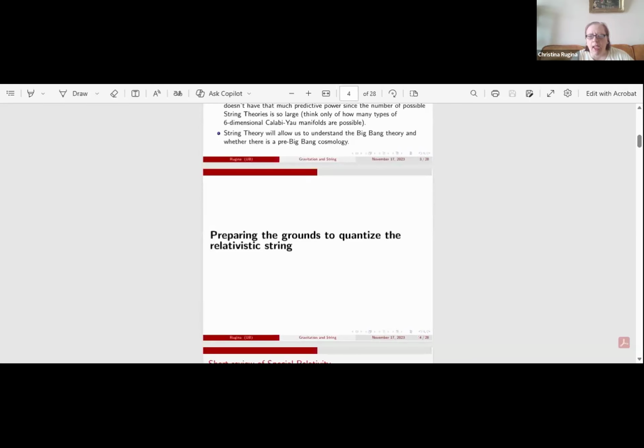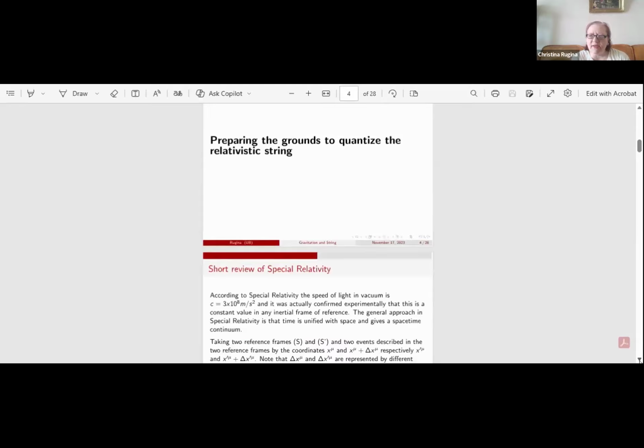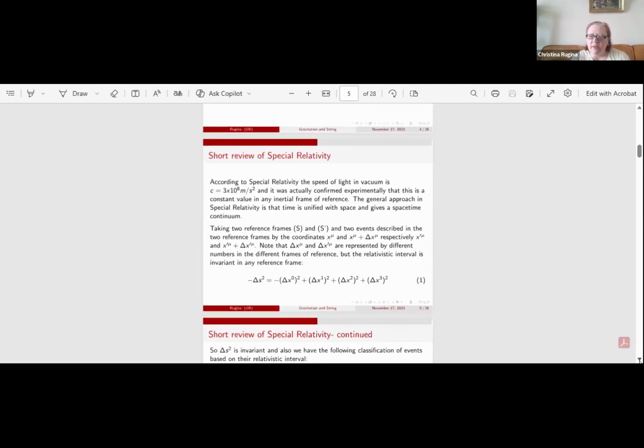Okay, so preparing the grounds to quantize the relativistic string, which means we'll learn a little bit of quantum mechanics and a little bit of special relativity. I mean, we don't actually get there yet, we prepare the grounds, because we have some stuff to learn until we get there. Okay, so short review of special relativity.